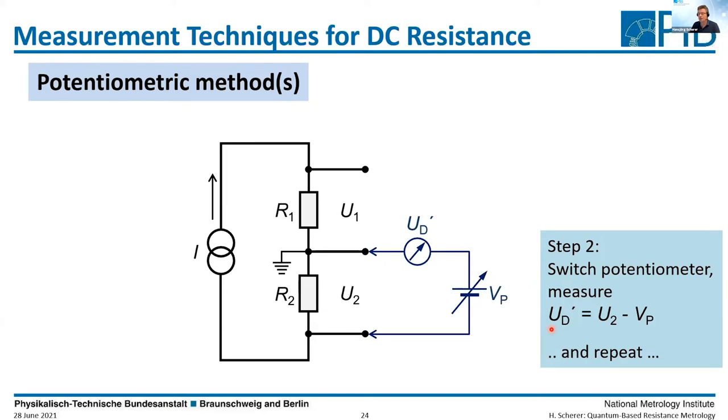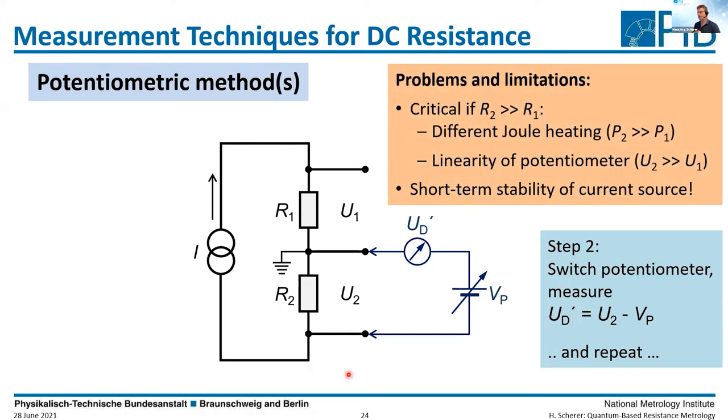And then you would do it again and again just to get the type A uncertainty, so the statistical uncertainty, low. And from this, you could derive your resistance value, whichever of these two resistors is well known. Let's say, one should of course be a known resistor and the other one would be the device under test resistor. The problems and limitations of this potentiometric method are shown here in this box.